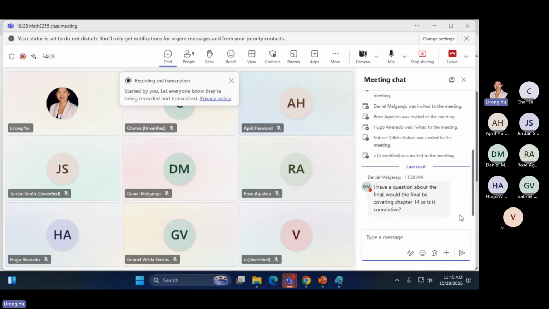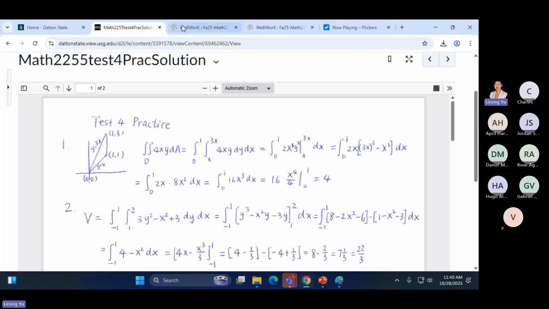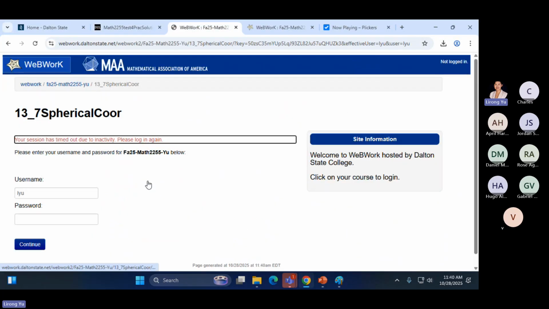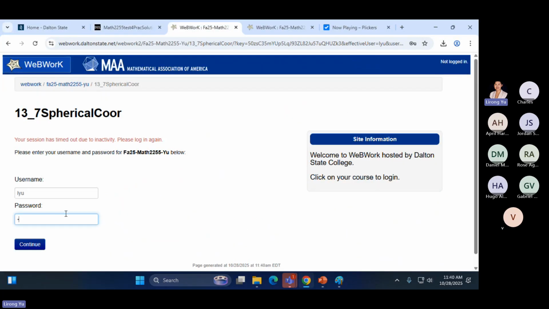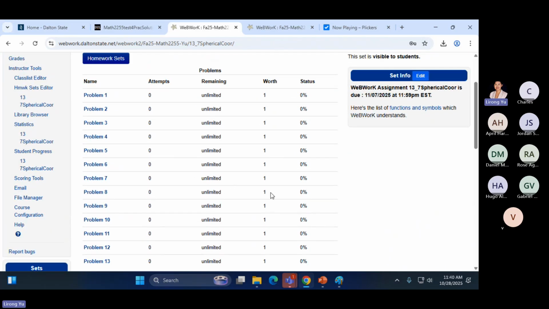Any other questions? Any other questions about test 4 or homework? Okay, so let's look at a question from 13.7 on the web board so we can practice a more varied set of questions. Every time I work out a question on the spot, I'm waiting for the mistake to happen.